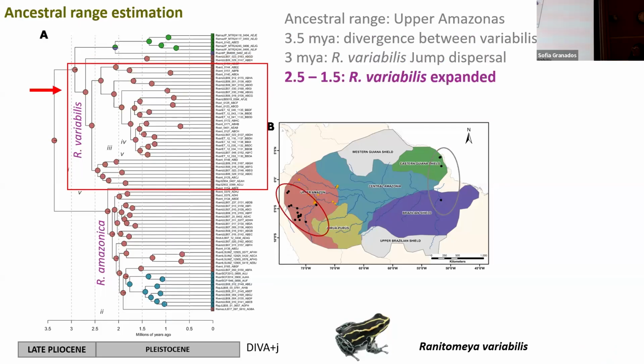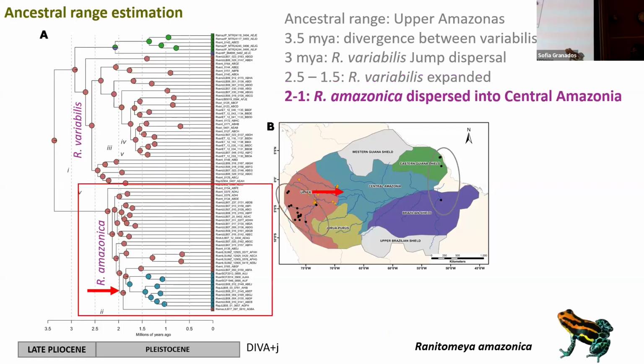After that, the variabilis only expanded its distribution along the same bioregion, and then the Ranitomea amazonica species also expanded its distribution, but also dispersed into the central Amazonia bioregion.